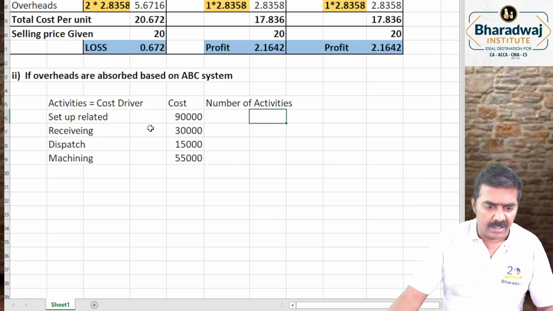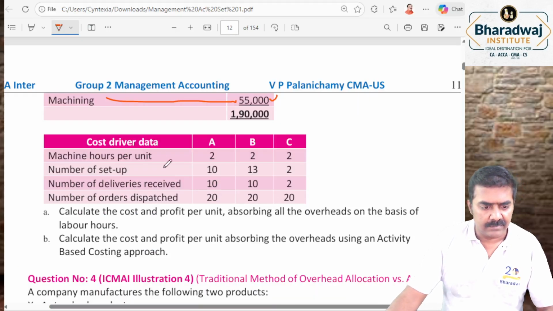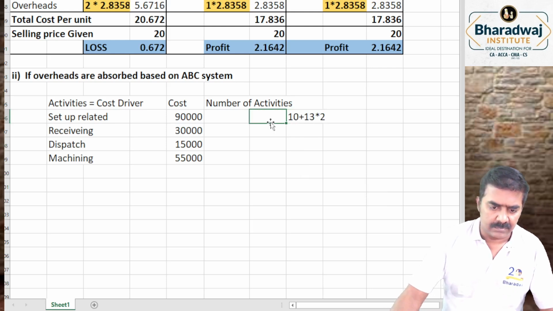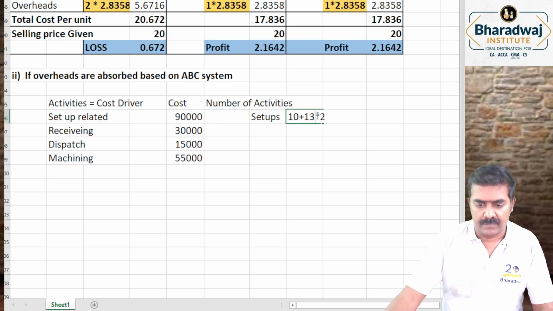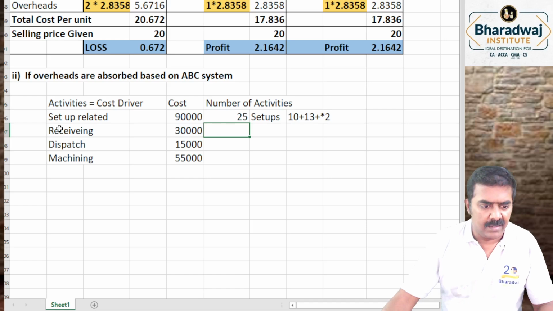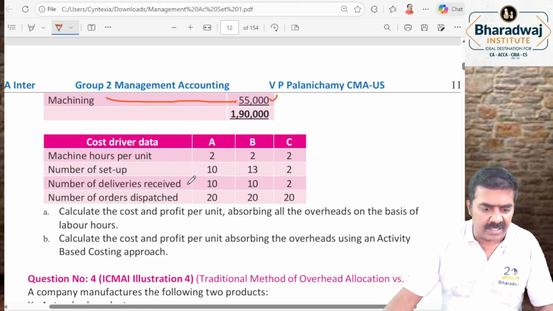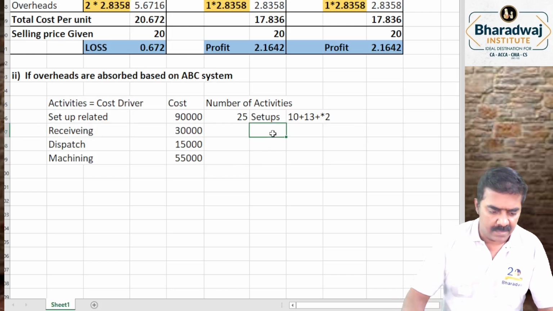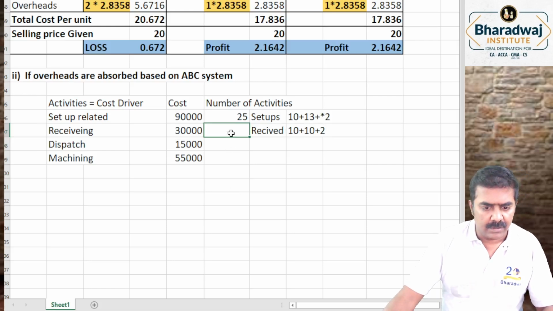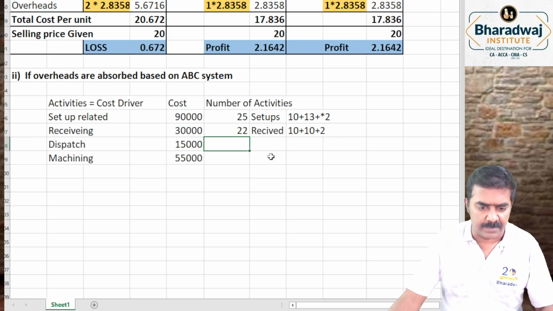Setup related cost. Number of setups we want. See how many setups there are. Number of setups 10 plus 13 plus 2. This much setups. How many? 20. Then receiving is given. Number of deliveries received. How much received? 10 plus 10 plus 2. How much? 22. Don't copy, wait, because there is some more space required.